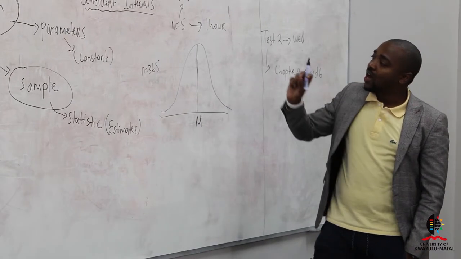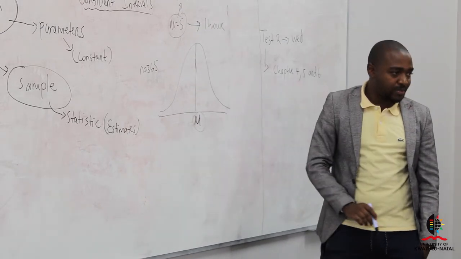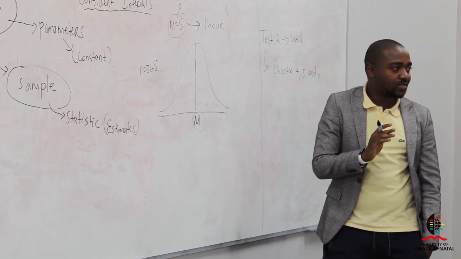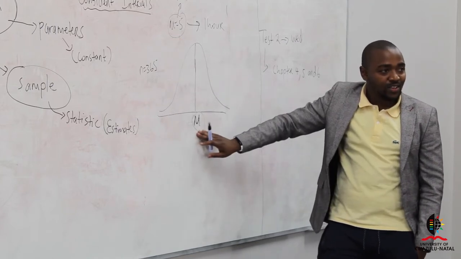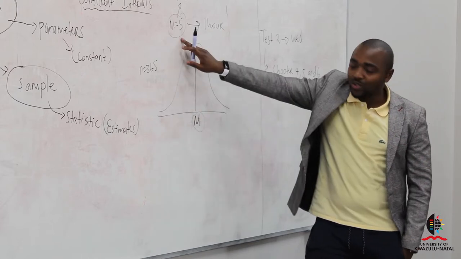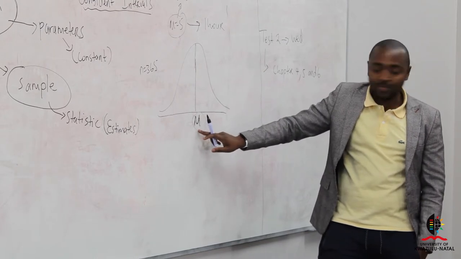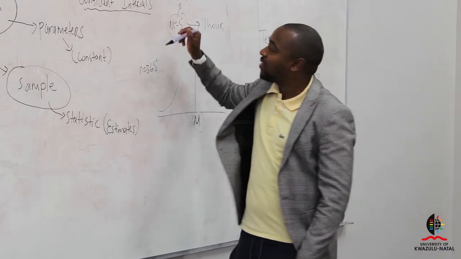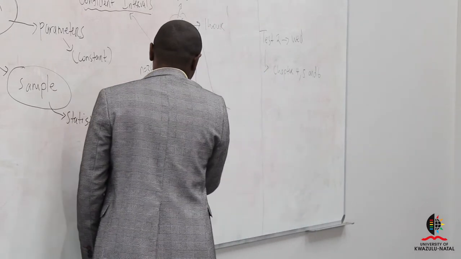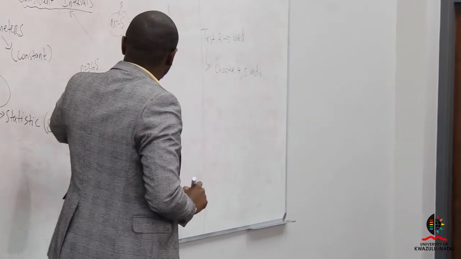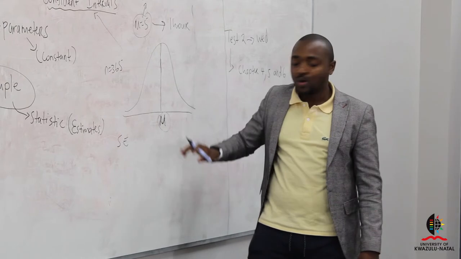Now the question is, how sure are you that your statistic is close to the parameter? That's the question, right? Because you've got the statistic, obviously you're interested in the parameter. So from your statistic, how sure are you that you're close to the parameter? That's where the confidence interval comes into play. You've got what is known as the standard error. The standard error is what will tell you how close you are to the true parameter.